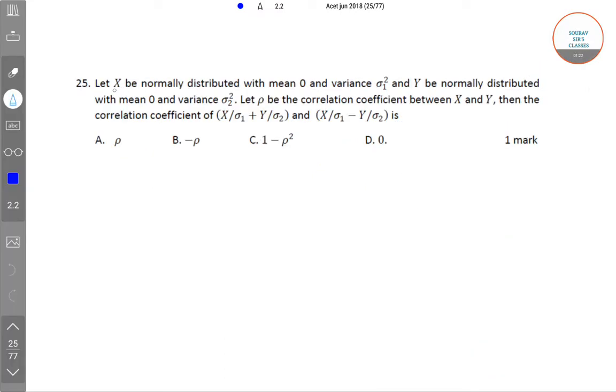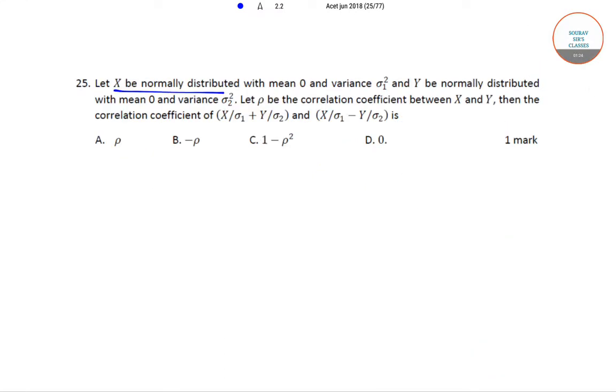The next question is, let x be normally distributed with mean 0 and variance sigma 1 squared, and y be normally distributed with mean 0 and variance sigma 2 squared. Let rho be the correlation coefficient between x and y. Then the correlation coefficient of x by sigma 1 plus y by sigma 2 and x by sigma 1 minus y by sigma 2 is.